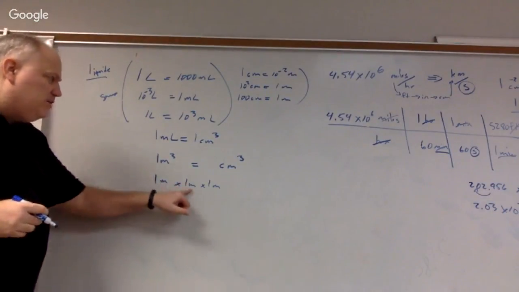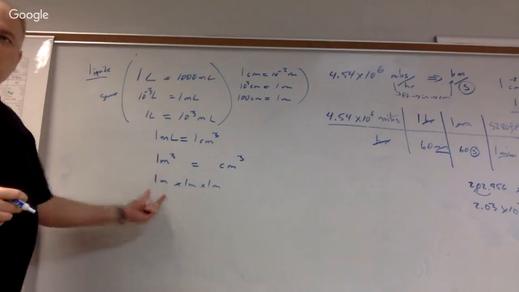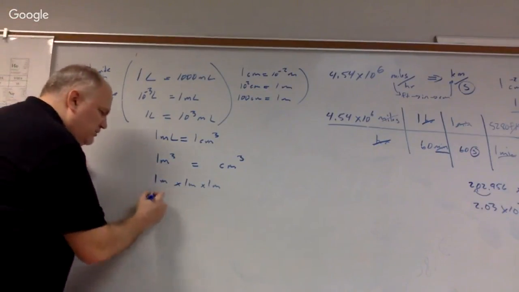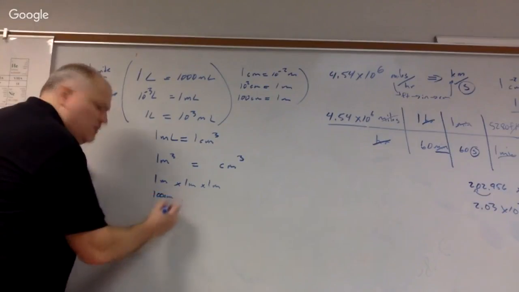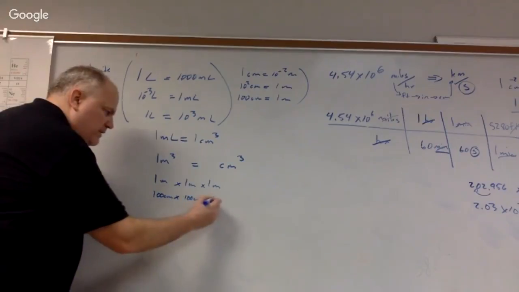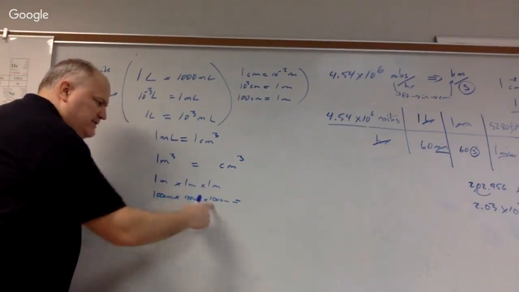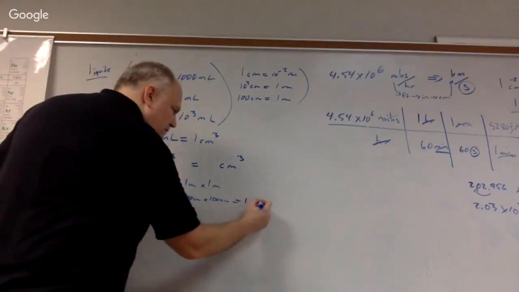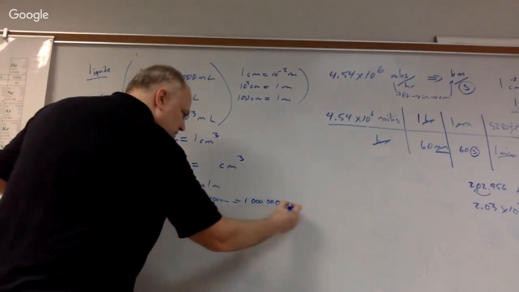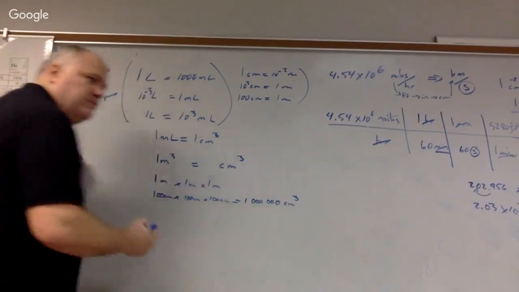Wherever you see a meter, if you want to get to centimeters, just replace that with how many centimeters are in that meter. Would you agree with me that 1 meter is equal to 100 centimeters? So that'd be 100 centimeters times 100 centimeters times 100 centimeters. And if I multiply them out, 2, 4, 6 zeros, wouldn't that be 1 followed by 6 zeros, centimeters, and then the centimeters times centimeters times centimeters, that'd be centimeters cubed?